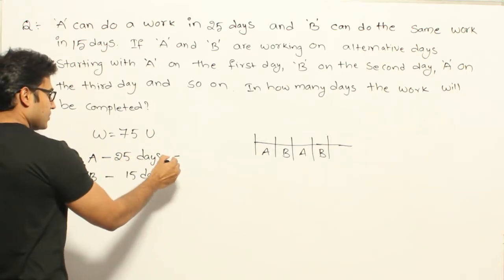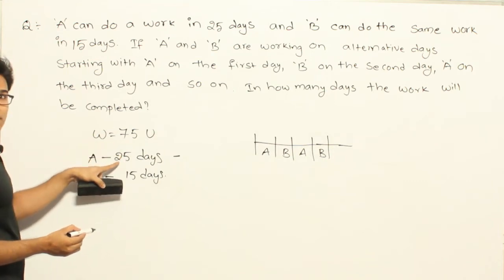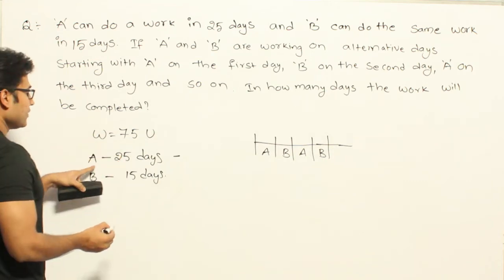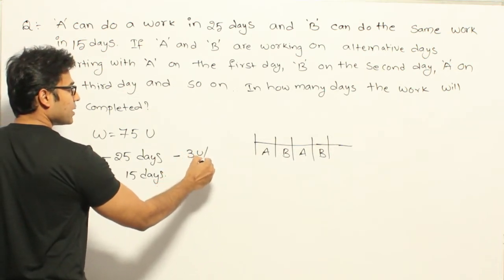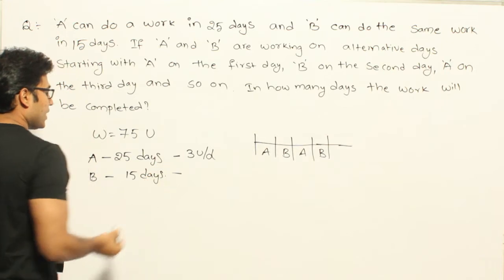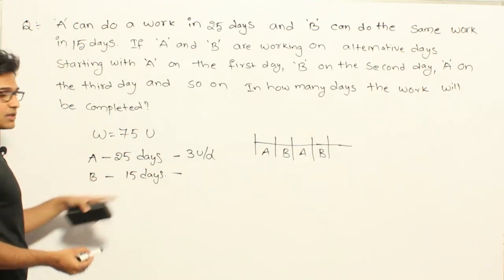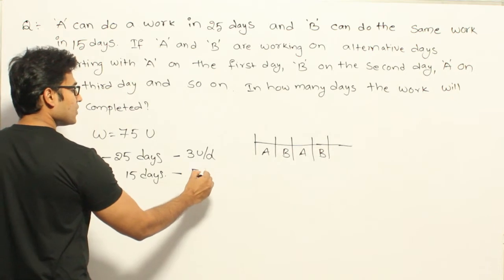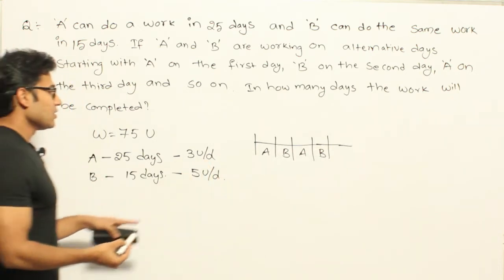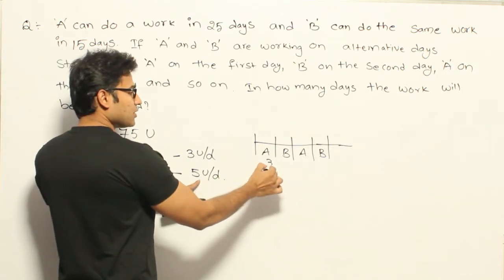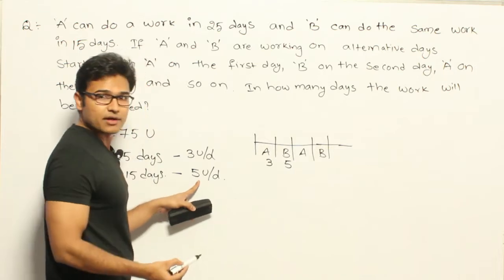Now, if you assume that 75 units is the total amount of work and A takes 25 days to complete it, then the rate at which A is able to work is 3 units per day, right? And similarly, the rate at which B is working is 75 by 15, which means 5 units per day. Got it? So A will be able to finish 3 units on the first day and B will be able to finish 5 units on the second day.